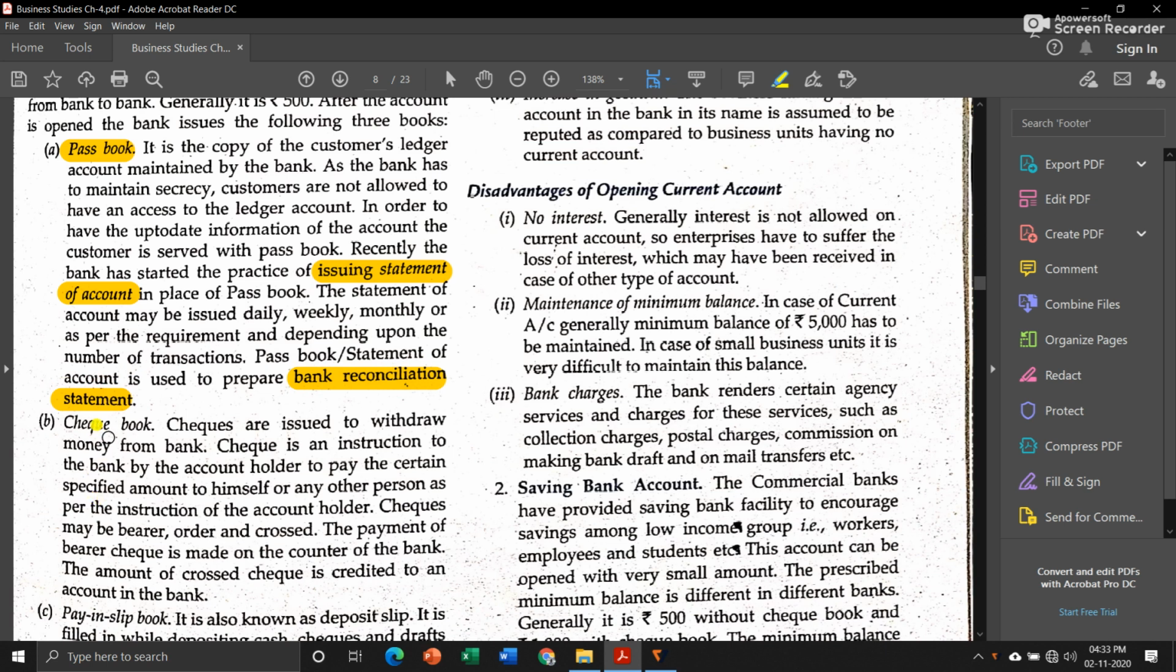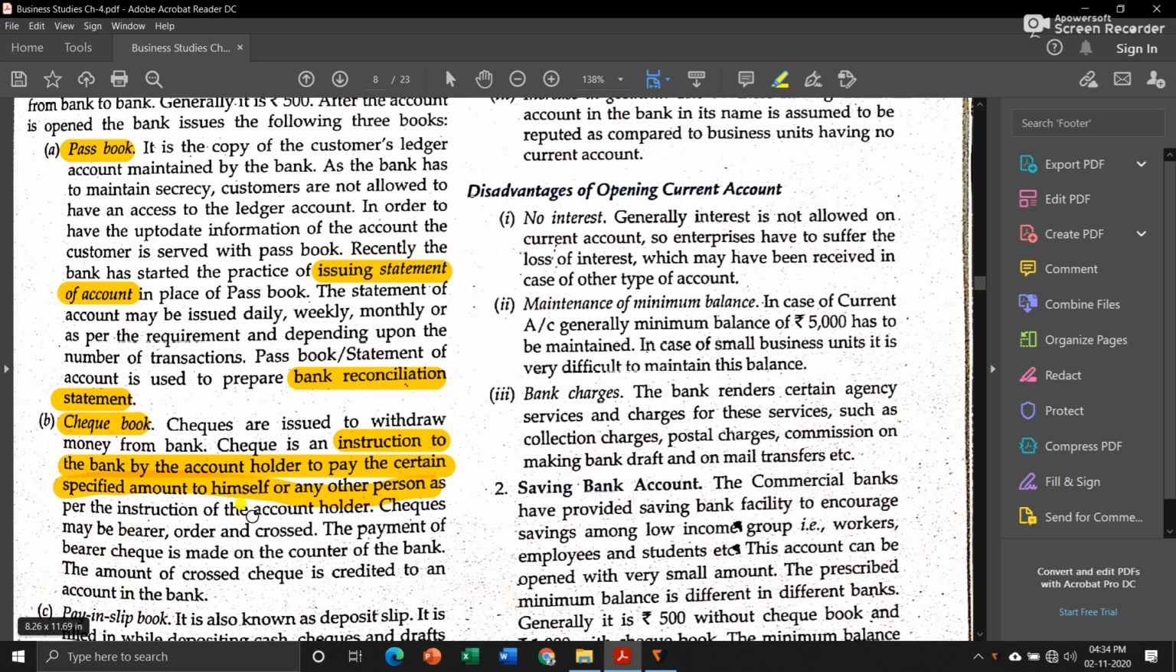Okay, then the next thing that you will receive after opening a current account is the checkbook. We all know what a check is. Check is nothing but an instruction to the bank by the account holder to pay a certain specified amount to himself or any other person as per the instruction of the account holder.